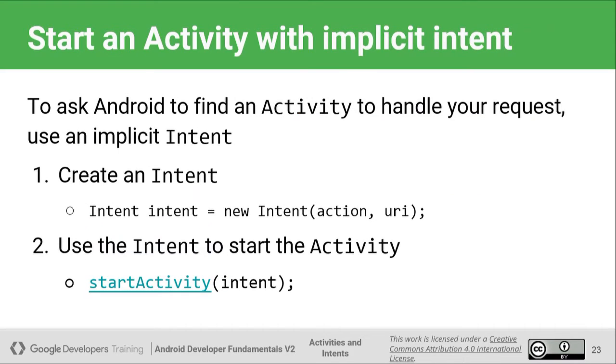So how do we start an activity with an implicit intent? To ask Android to find an activity to handle the request, use the implicit intent. As I said before, it is the responsibility of the Android system to find an activity that needs to handle the request. It is the same but with different arguments: the action that needs to be performed, and the URI of the object on which the action needs to be performed. And the same method, startActivity, and we are passing the same intent object over here.